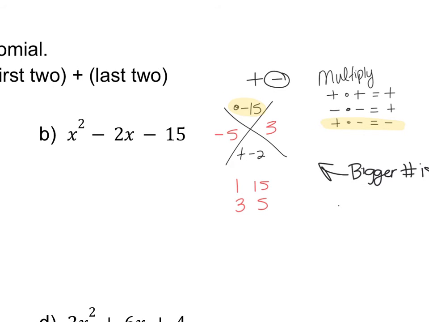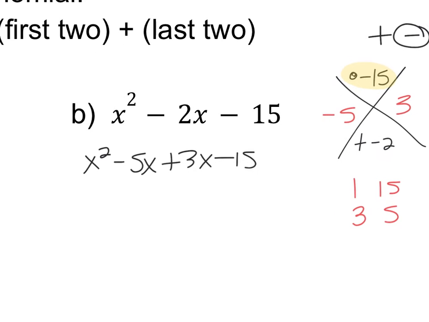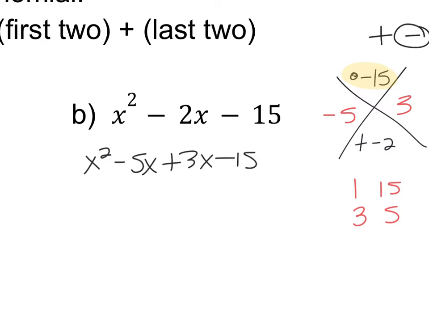Alrighty. So let's rewrite that middle term so we can factor by grouping. I'm going to have x squared minus 5x plus 3x minus 15. Quick check, if you were to put those middle two terms back together, would you get -2? The answer is yes. -5 plus 3 is -2. So good. All right, let's factor by grouping.